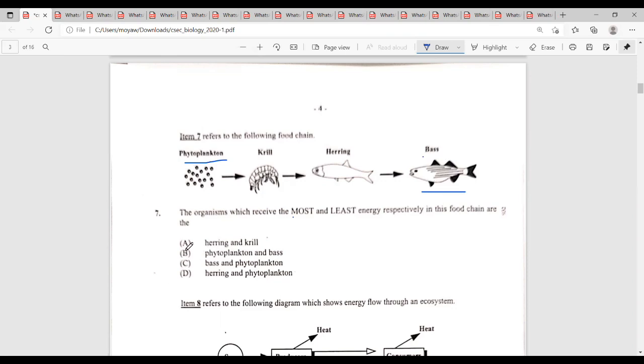So that is looking like B. So the best option here would be B. Phytoplankton gets the most, and bass gets the least. And that's why it's B and not C. Because if it was C, you would be telling them that the bass gets the most energy and the phytoplankton gets the least. And that is not true. The phytoplankton gets the most energy because it's getting its energy from the sun, and then the bass is getting the least amount of energy.